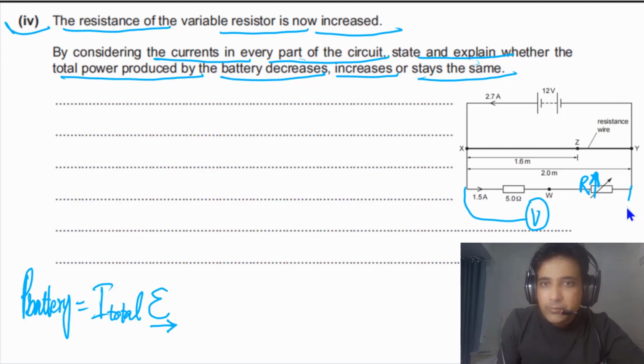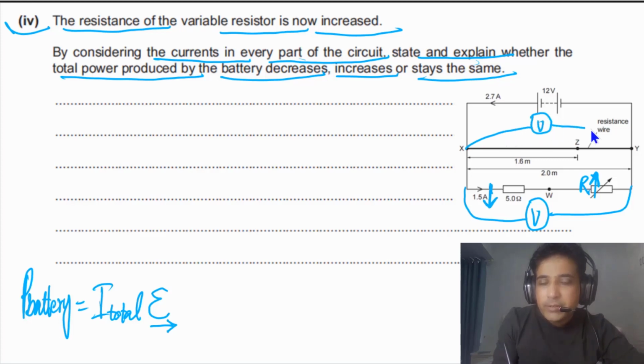So if we connect a voltmeter here, PD remains constant, but resistance of this branch has increased. It means current in this branch has to go down. So current will be lower than 1.5 amps. So current has to decrease here. But PD across this wire remains the same. And the resistance of this wire also remains the same. So it means current in this part of the wire also remains the same.